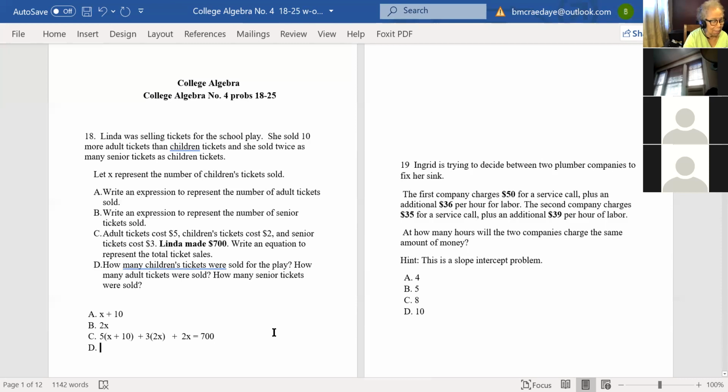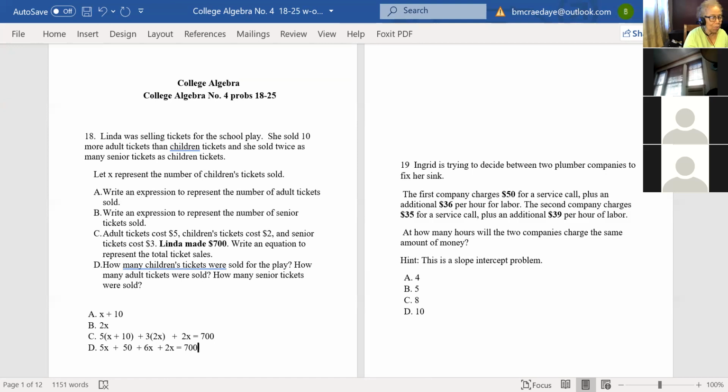So what's 5 times X? 5x, okay. Chastity, what's 5 times 10? 50. That's right. Very good. Okay, so we took care of that first parenthesis. Now, what's 3 times 2x, Chastity? 6x. That's it, very good. And then we have plus 2x, and that's equal to 700.